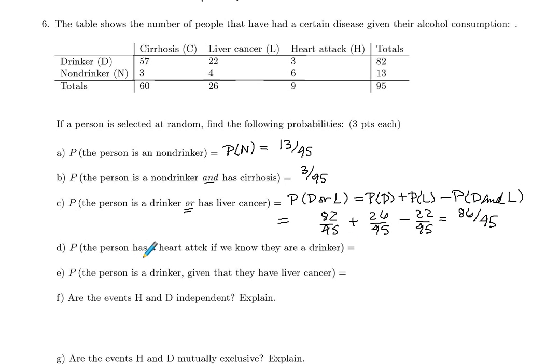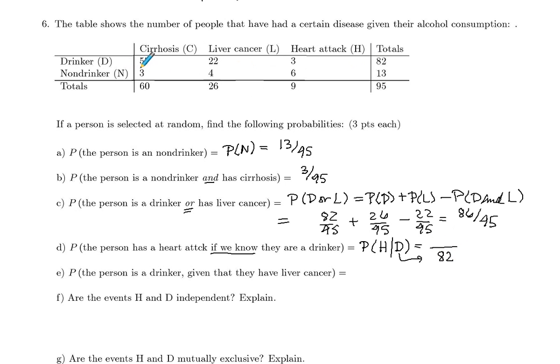Okay, next up, probability the person has had a heart attack if we know. So that's telling you a given probability. That's conditional. So this is asking what's the probability that the person's had a heart attack. That's the event H. If we know, so given, that they're a drinker. So remember, the given condition restricts the total outcomes. So it's given that they're a drinker, so they're in this first row, so it's out of 82.